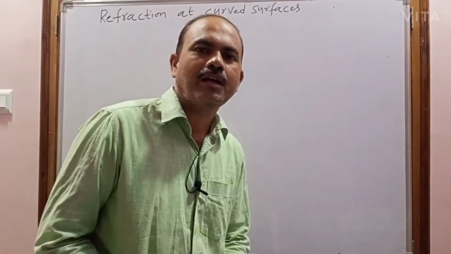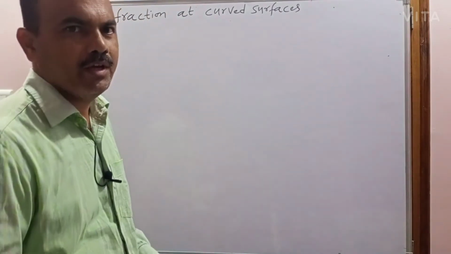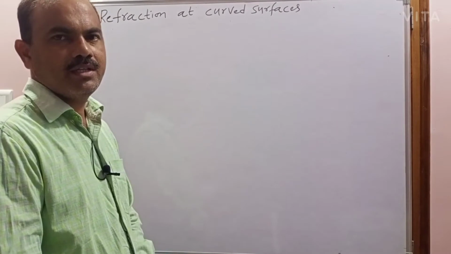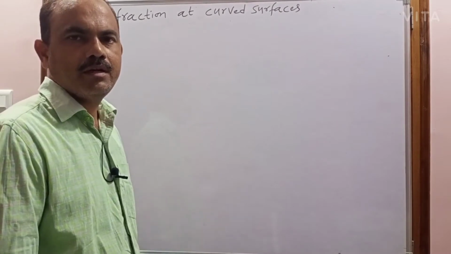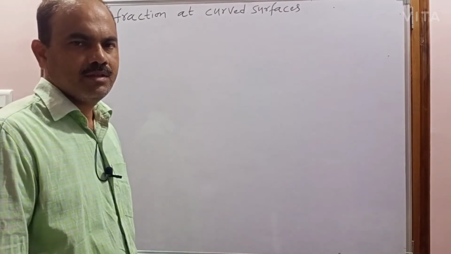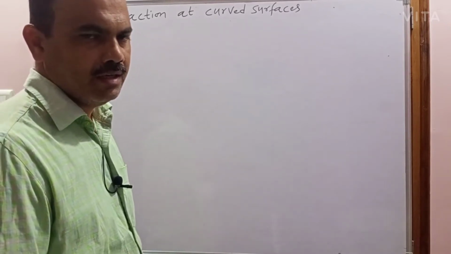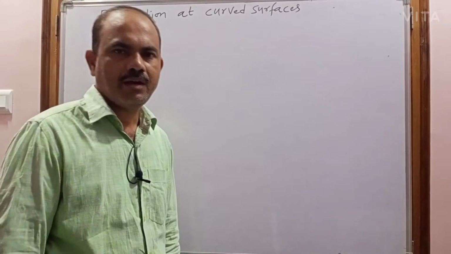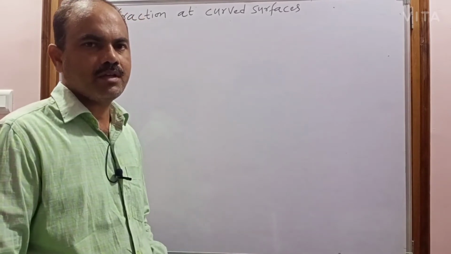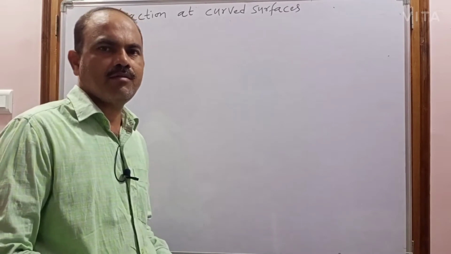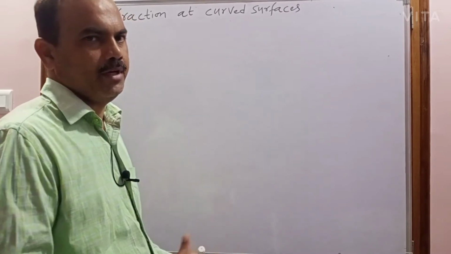Hello children and viewers. So now we are entering into refraction at curved surfaces. So far we discussed refraction at plane surfaces. In that, I explained what refraction is, the laws of refraction, and what happens to light when it travels from a rarer medium to a denser medium, as well as from a denser medium to a rarer medium.